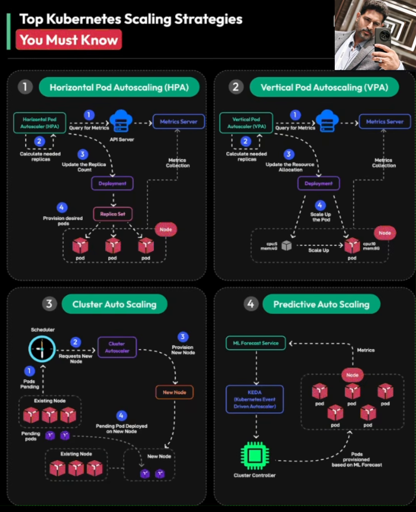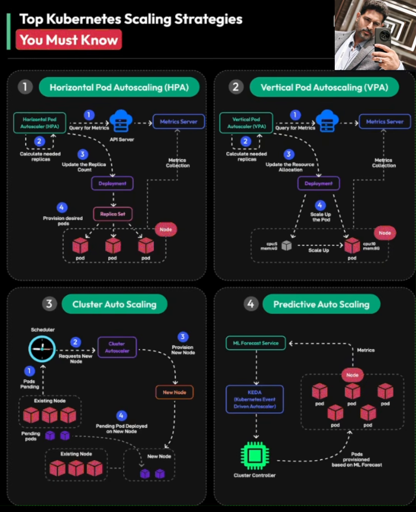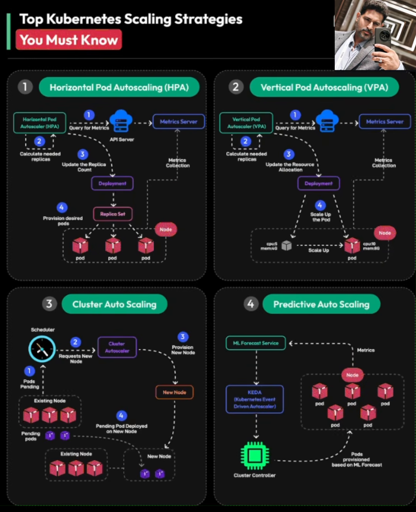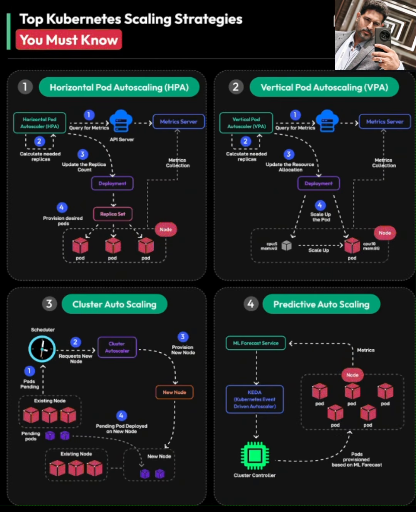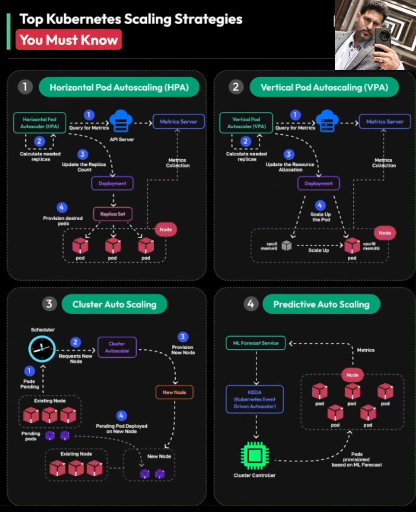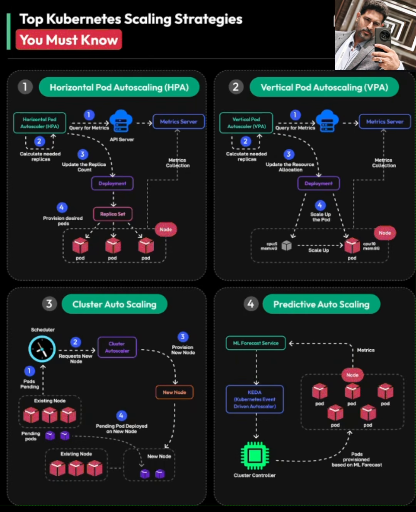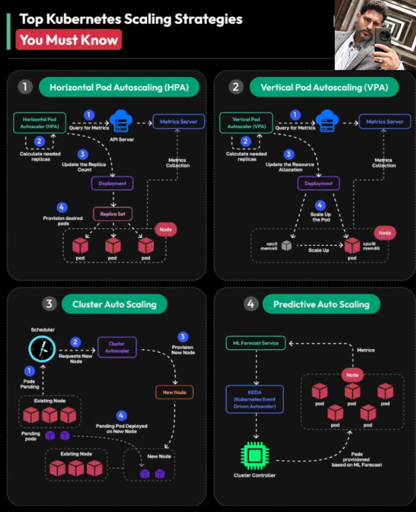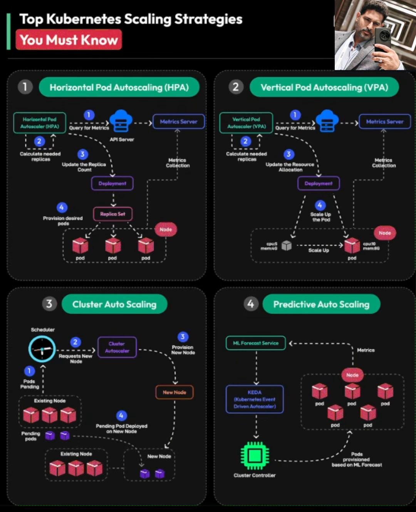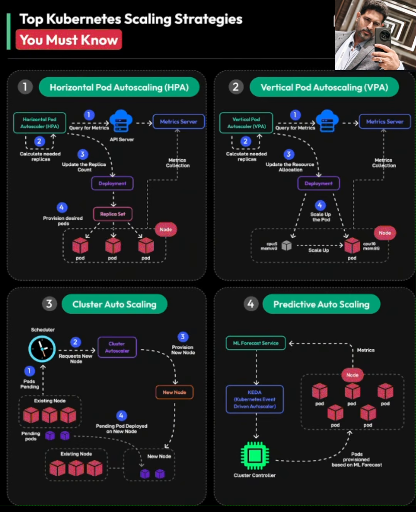Example: a spike in video transcoding jobs creates pending pods. Cluster autoscaler boots up new GPU nodes. Best for dynamic, unpredictable workloads and cost optimization via on-demand scaling. Watch out for provisioning delay. Preemptive scaling plus warm pools can help reduce cold start lag.